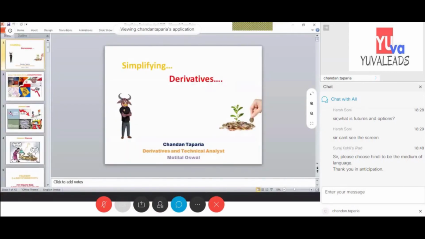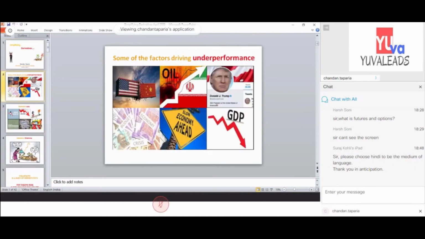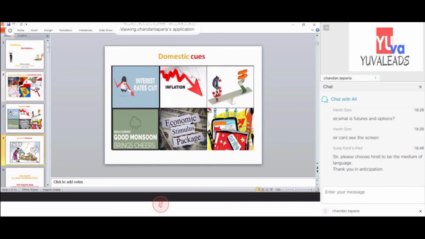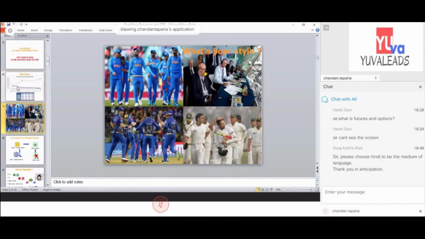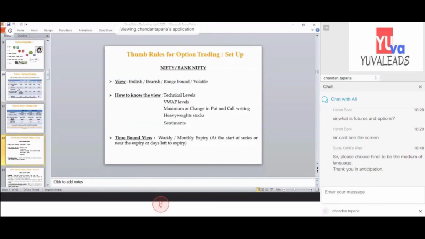Then we looked at how to do options trading. Before that, we discussed the trading style, the difference between trading and investing. We also looked at when to enter, when to exit, which strikes, and what options are all about. We did the scenario analysis. Then we looked at the thumb rule of trading.